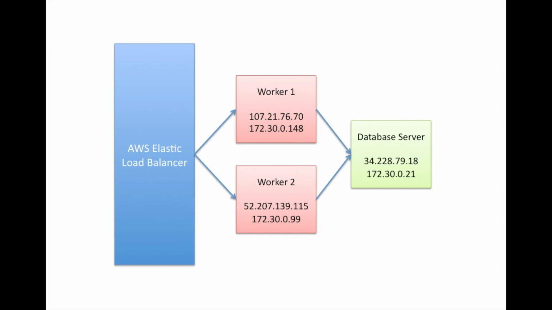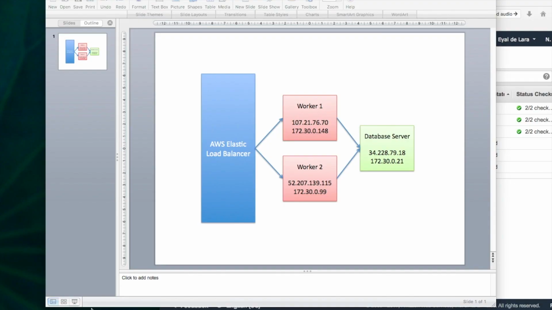To get us started, the first thing we're going to do is configure the database server so that it can actually accept connections from other instances. We're also going to configure MySQL so that it expects connections from outside its own host. We'll then configure two workers, make sure that the workers can actually access the database, and once we're convinced that all is good and working, we'll add the load balancer.